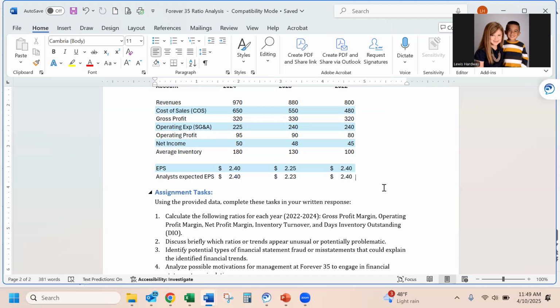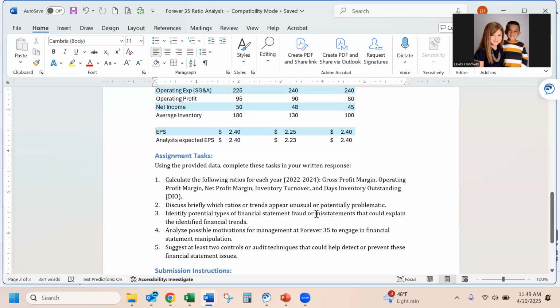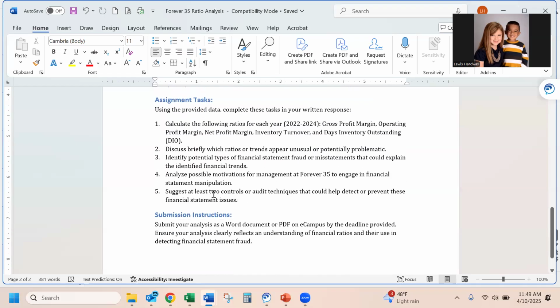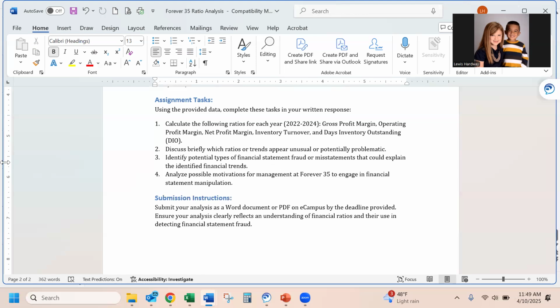What types of risk or fraud or misstatements or whatever could be causing the trends you see? I just want you to brainstorm a little bit and then think, what could be possible motivations, like why might management do that? And I'm going to take this last one out. This suggests at least two controls or audit techniques. I'm going to take that out, because as an external analyst, that's not something we would be doing. And I put it in there and I just don't like it. So, all right, that's it.